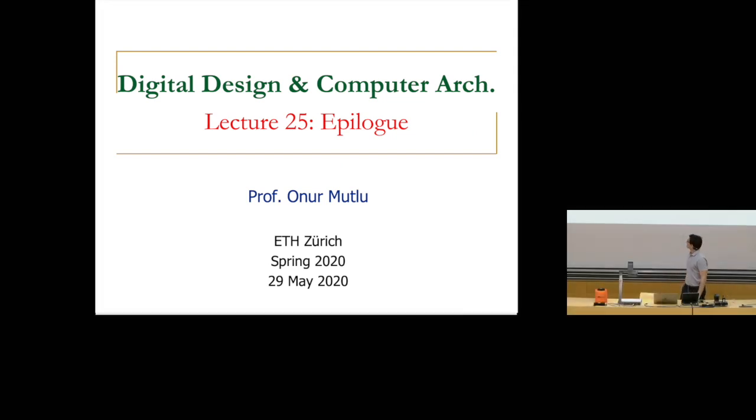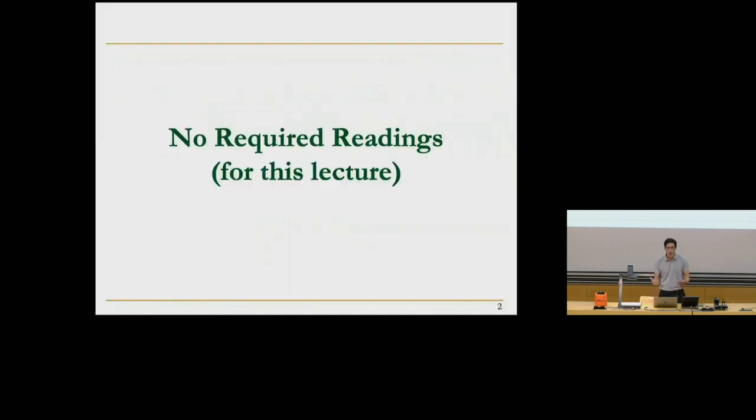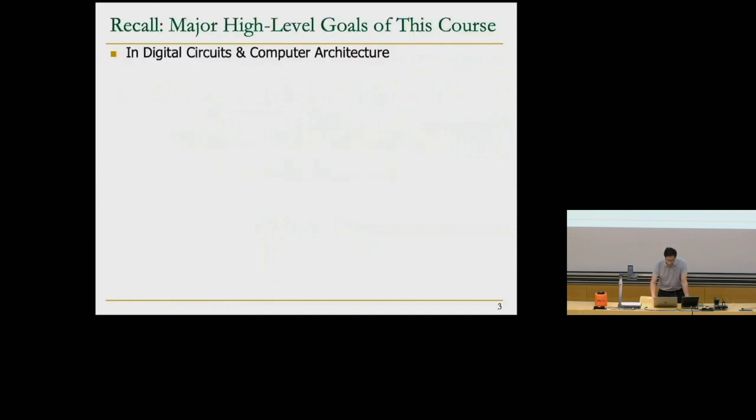So let's start with this lecture. 26 is the epilogue. So here, as I said, what we are going to do is wrapping up, talking a little bit about the main things that we covered in the course and what should be the main takeaways after having completed this course. Of course, we don't have required readings for this part, but there are some suggested, recommended readings for sure. So recall, what are the major high-level goals of this course?